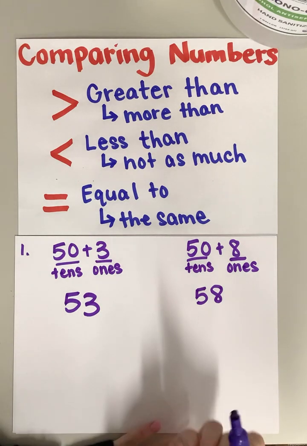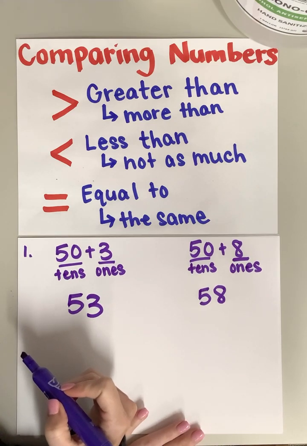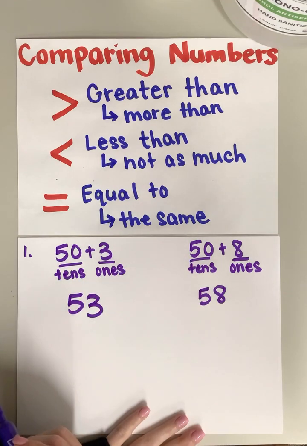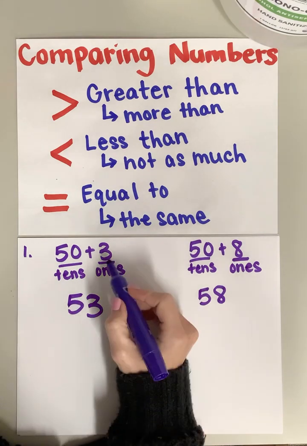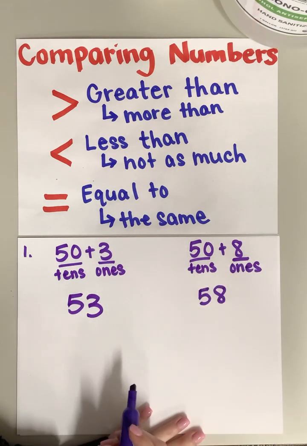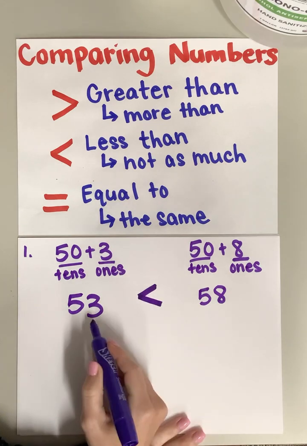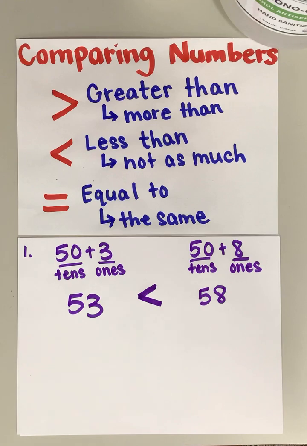Let's look back in our place value. If I start at the tens, I'm looking for the number that's bigger. Is one of these numbers bigger, 5 and 5? No, they're the same, so I need to go to my ones place. Which number is bigger, 3 or 8? 8. So 58 is the bigger number. 53 is less than 58. Great job. Let's do another one.